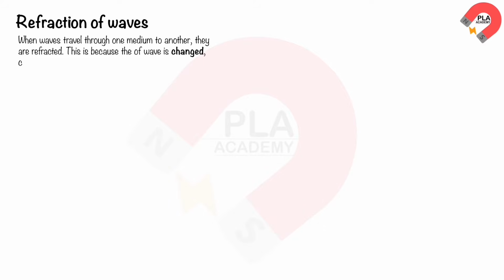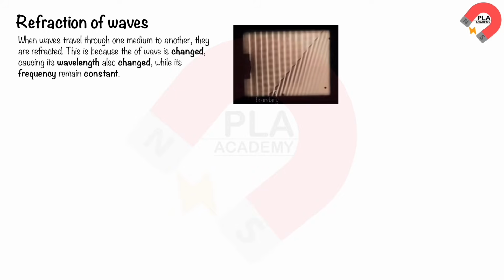Refraction of waves. When waves travel from one medium to another, they are refracted. This is because the speed of the wave is changed, causing its wavelength to also change, while its frequency remains constant. Demonstration of wave refraction using a ripple tank.